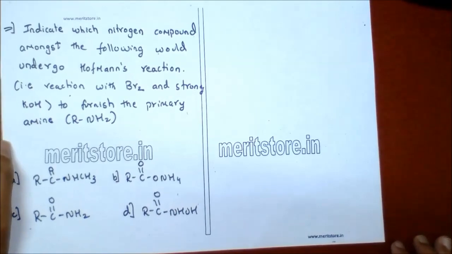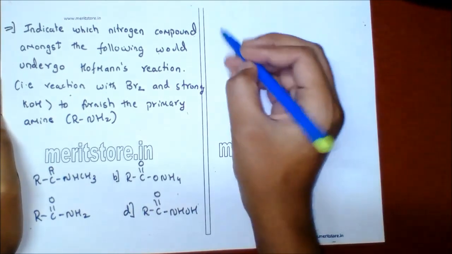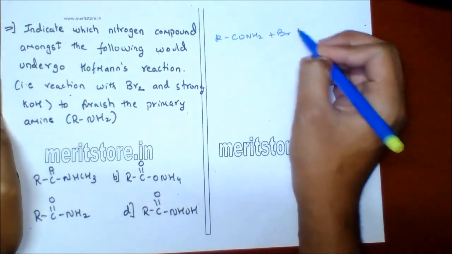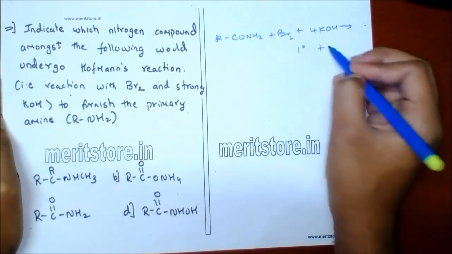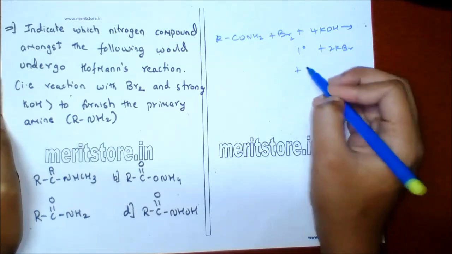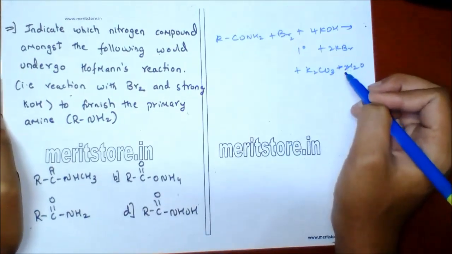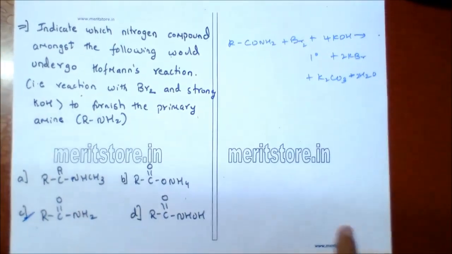Indicate which nitrogen compound among the following would undergo Hofmann's reaction, that is, reaction with bromine and strong KOH to furnish the primary amine. Hofmann degradation of amide, that is RCONH2 plus bromine plus 4KOH, will give primary amine plus 2 KBr plus K2CO3 and water as the products. So option C is the correct answer, which is used as a reactant.